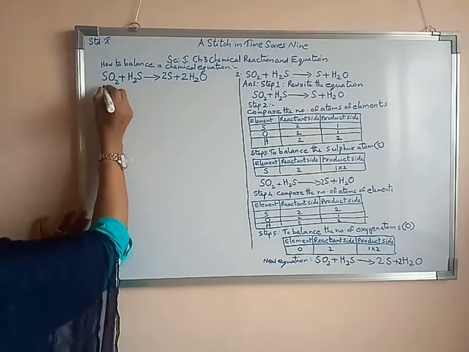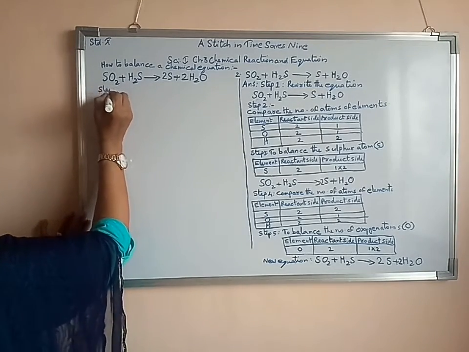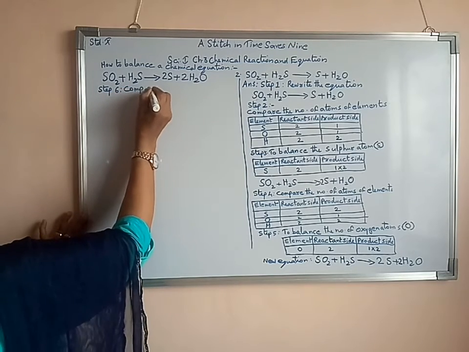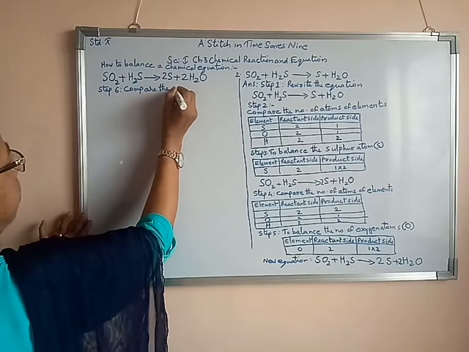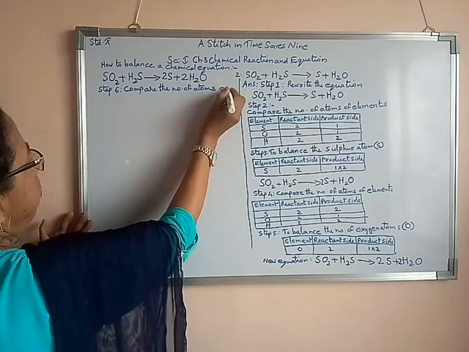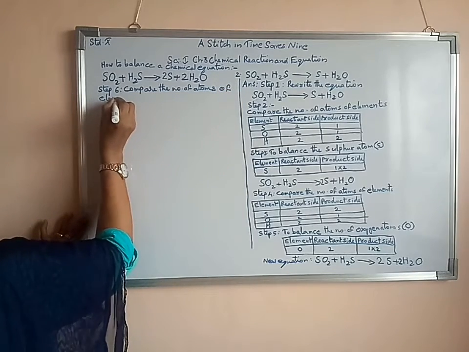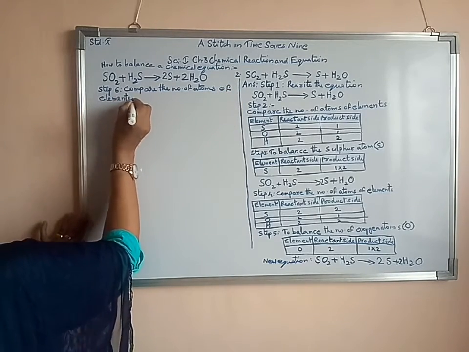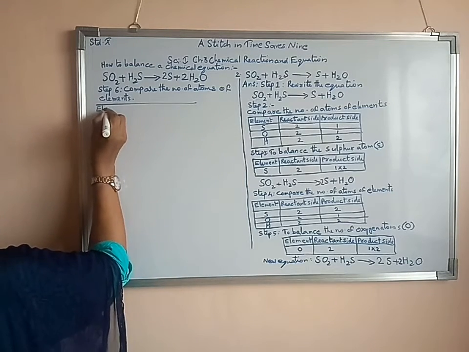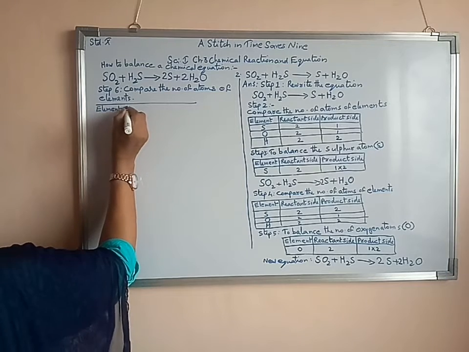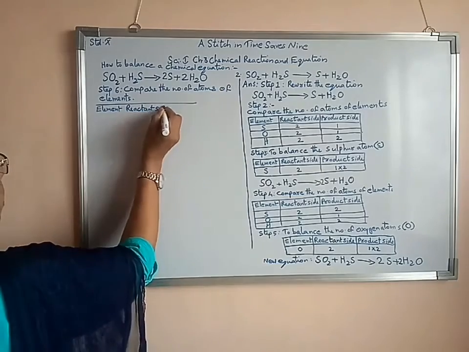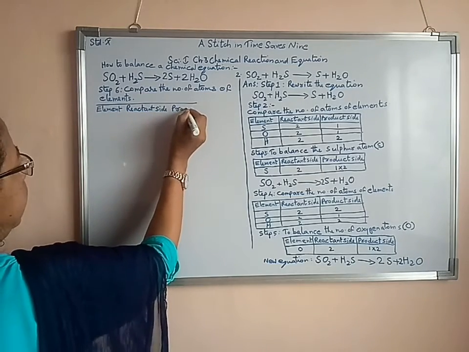Now we have to write step 6. Compare the number of atoms of the elements. We have to make that table. Element, reactant side, here product side.